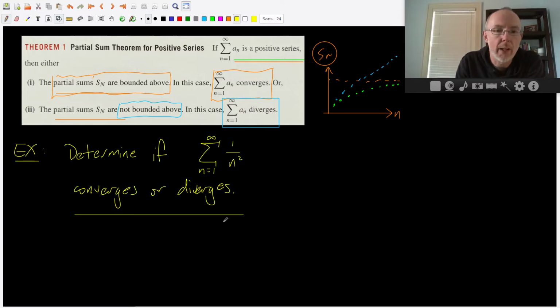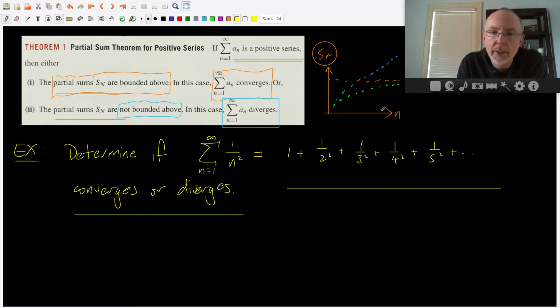We want to decide if this infinite series converges or diverges. And if I start writing out the infinite series, when n is equal to 1, we get 1 over 1 squared, then we get 1 over 2 squared, and then we get 1 over 3 squared, and then we get 1 over 4 squared. And so this is our infinite series, right? It goes on forever. And the argument we just made was we can decide about the convergence or the divergence of the infinite series by looking at whether the partial sums are bounded.